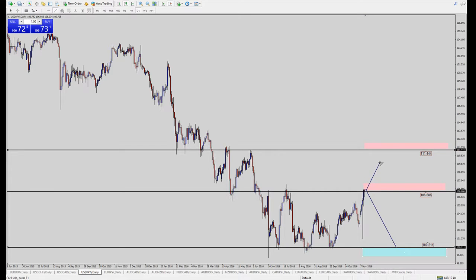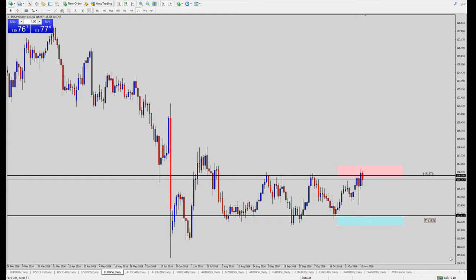Or if it actually does push even higher and breaks this resistance point, I highlighted another zone as resistance, the 111.444 zone. And if it actually does push all the way up here, what I'm looking for is bear confirmation as well. And if we get that, we're looking for it to come down to the 106.686 zone.